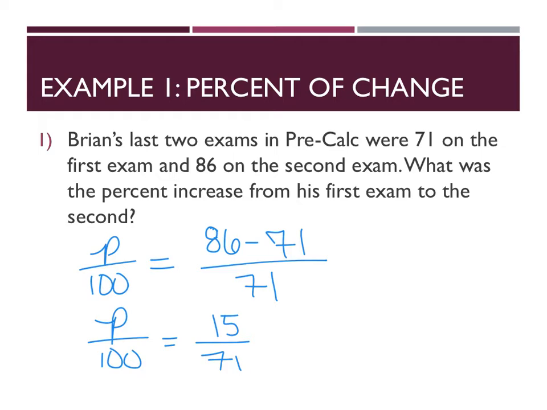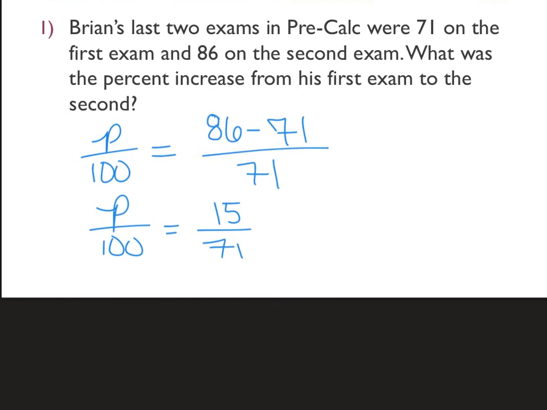And now we're just cross multiplying and solving like we've been doing. So I have 71P equals 1500. So P equals 21%.